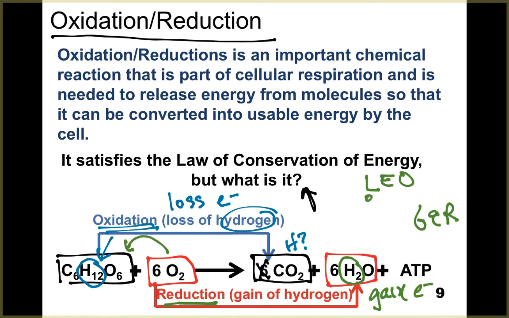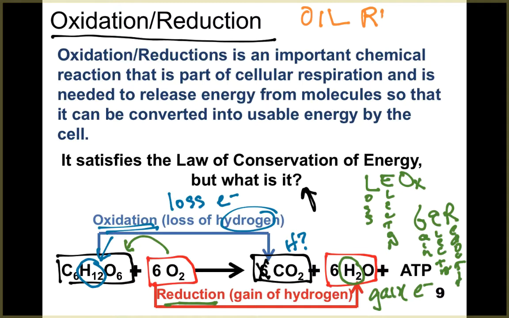Leo being loss of electrons, oxidation. Gain of electrons, reduction. Now, you might have heard something else too. There's a few of these that you can do. For instance, you might have also heard OIL RIG. Oxidation is loss. Reduction is gain. And you can do whichever one of these that you like.